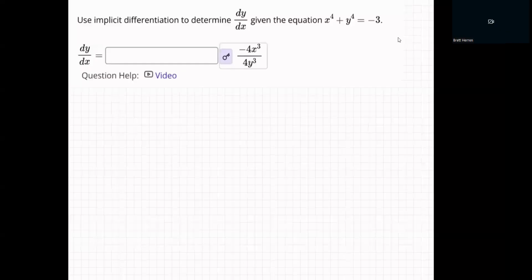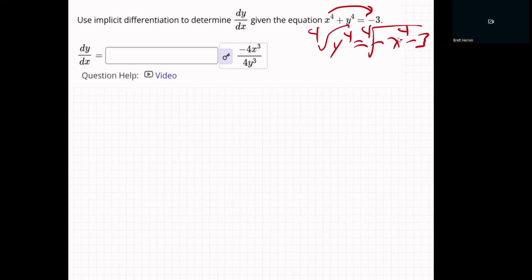Welcome to an example in which we are using implicit differentiation to find dy/dx for that equation. So now, what is implicit differentiation? Well, if we got y alone and moved this to the other side, then we'd have minus x to the fourth minus 3, and then we'd have to take the fourth root of both sides. And so then y would be alone. It's the fourth root of minus x to the fourth minus 3. That's kind of ugly. But anyway, that's explicit now.